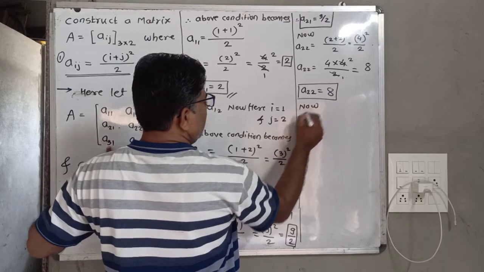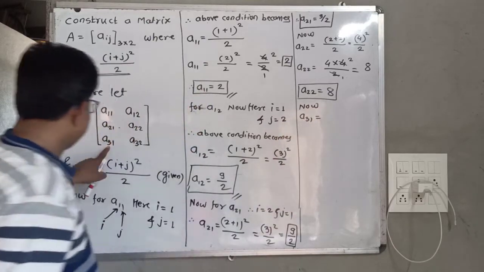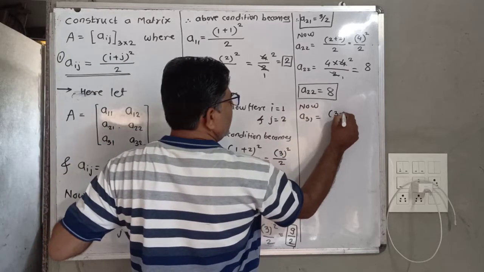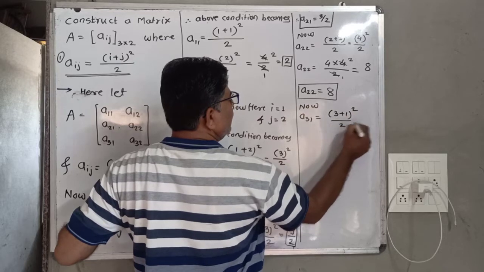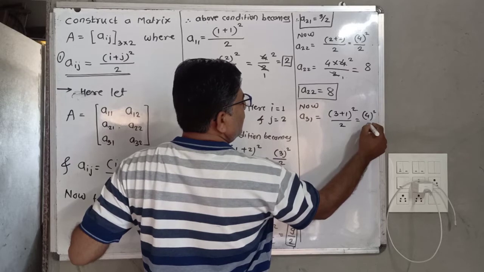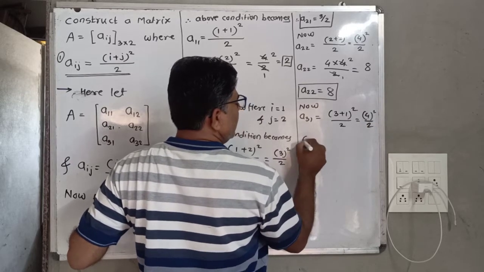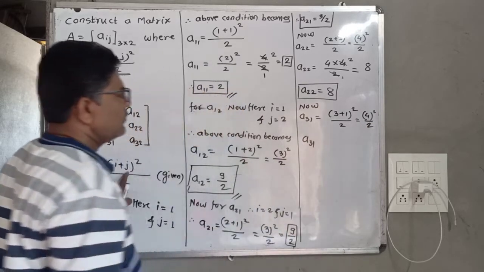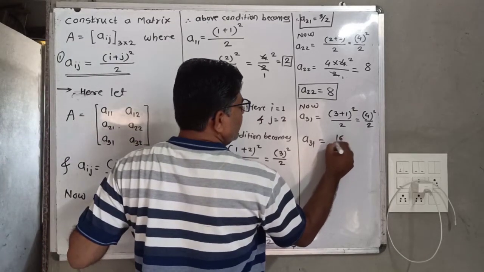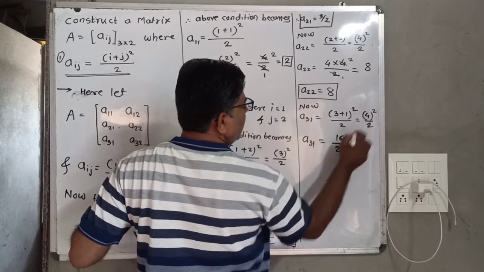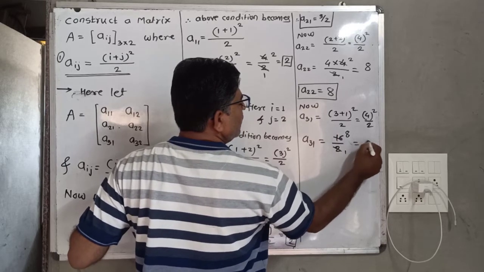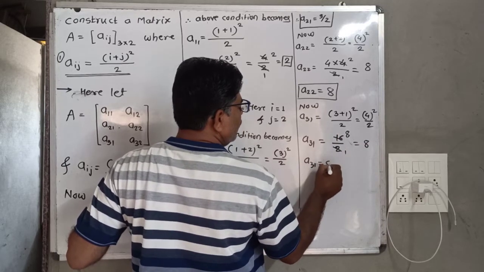Here now the third row and first element: A31 equal to 3 plus 1. The value of i is 3 and the value of j is 1, bracket square divided by 2. 3 plus 1 is 4, 4 square divided by 2. A31 equal to 16 divided by 2. 4 square is nothing but 16. 2 1s are 2, 2 8s are 16. Here A31 is equal to 8.